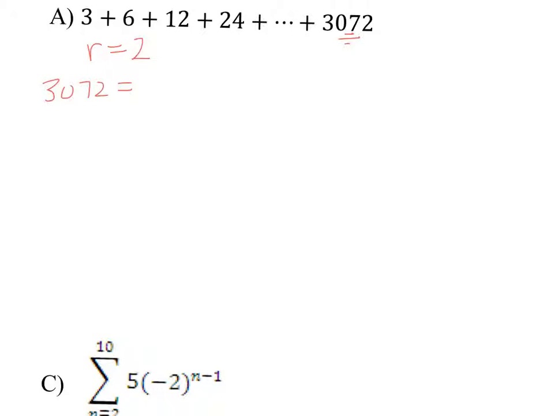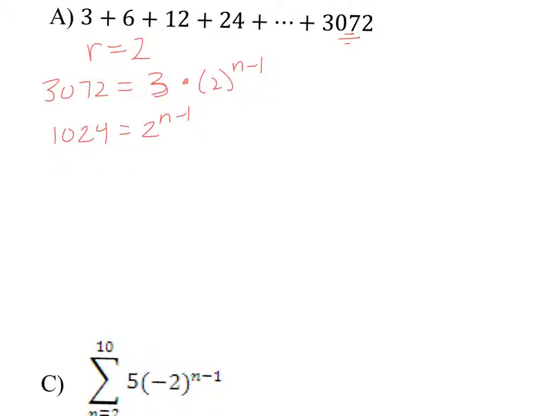so I'm going to be using my geometric explicit formula. The term I don't know is equal to my first term, 3, times my ratio, 2, raised to the n minus 1. So again, you're using your explicit geometric equation. Divide by 3 first, so 1024 is equal to 2^(n-1). This is where you have to use prior knowledge. You have to solve for n.